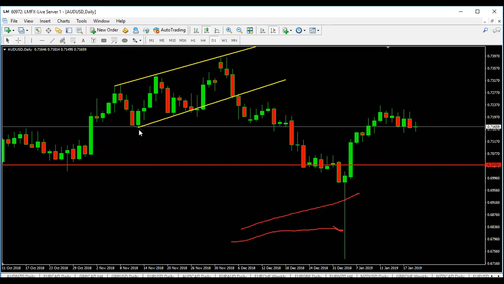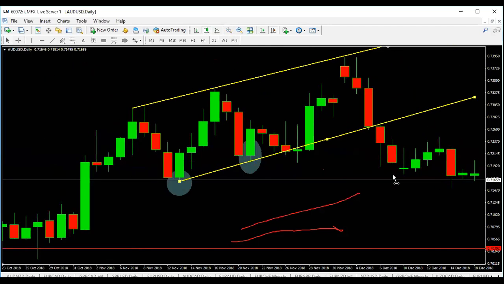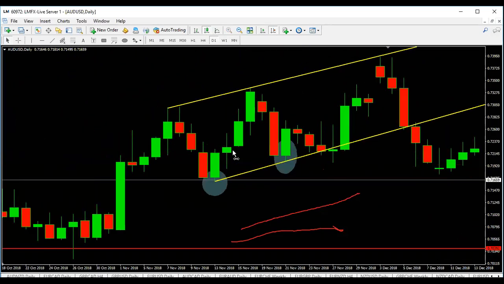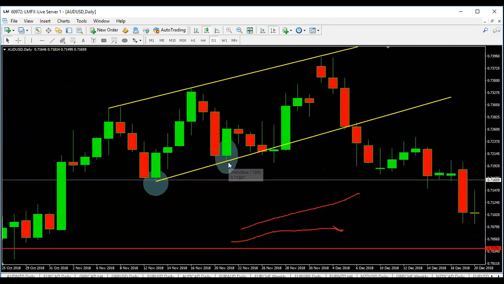We have point 1, point 2. Now let's zoom in and see what we see. We have point 1, then point 2. This to me indicates a valid trend. Point 1, point 2, and the wick didn't break through until here. So this to me is a valid trend.